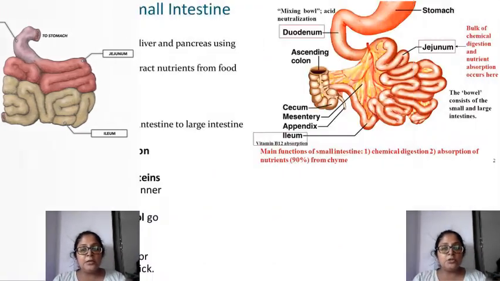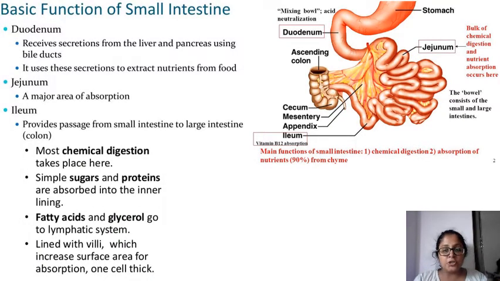Next, coming to the functions of the small intestine. As you know, the small intestine is the main site of digestion. All gastric juices, carbohydrate-splitting enzymes, fat-splitting enzymes, and bile come and mix in the small intestine, and it forms the mixing bowl of the body, we can say.